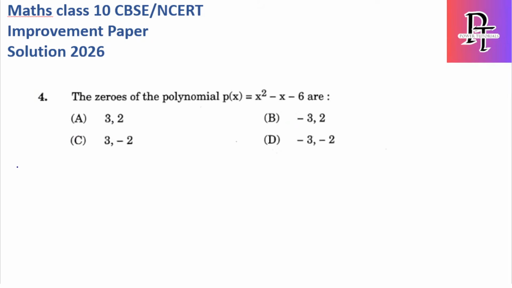Okay, move to the next one. Fourth question: the zeros of the polynomial x square minus x minus 6 are. For this I am using the prime factorization method.